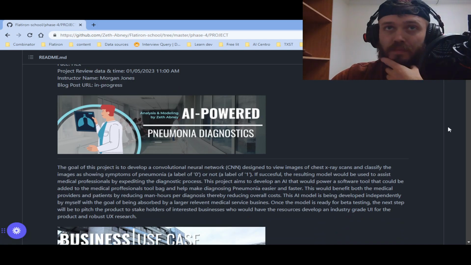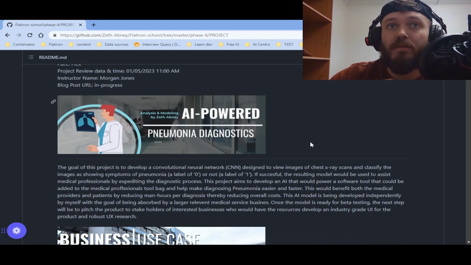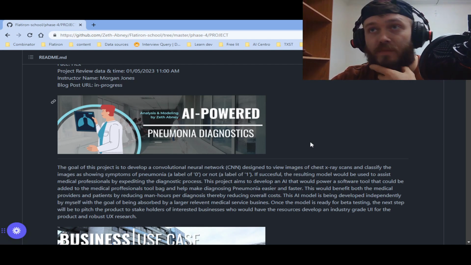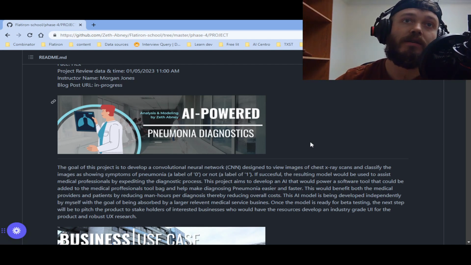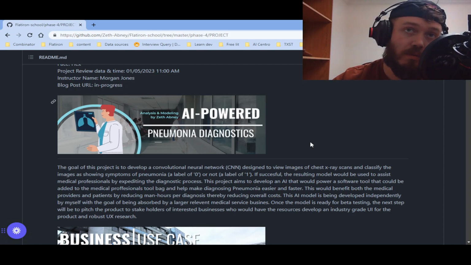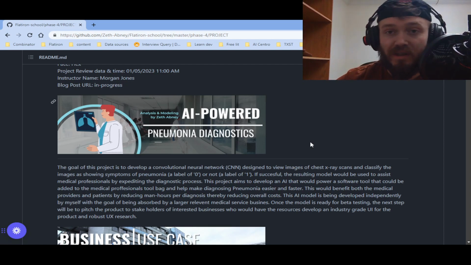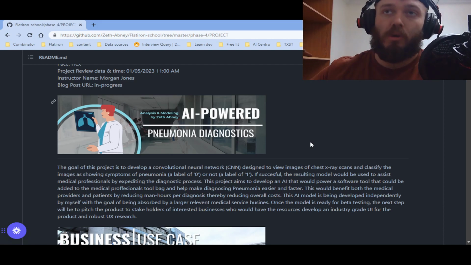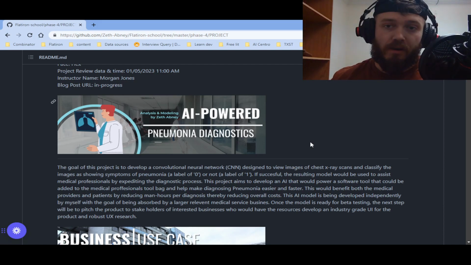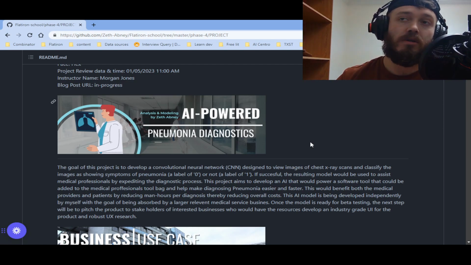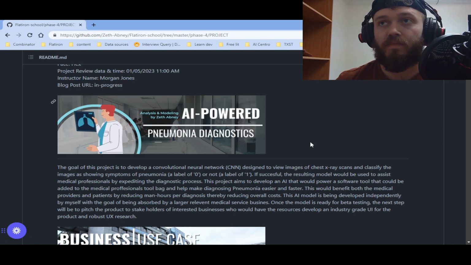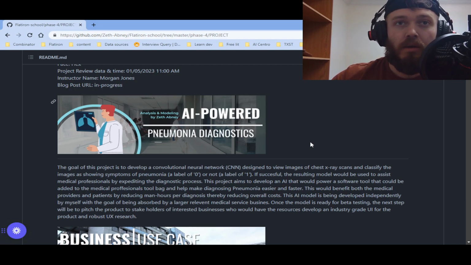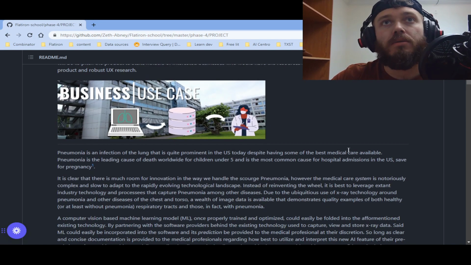So anyway, the goal of this project is to develop a convolutional neural network designed to view images of chest x-ray scans and classify the images as showing symptoms of pneumonia, a label of 0, or not pneumonia, a label of 1. So it's binary classification, computer vision, convolutional neural network. Nothing super groundbreaking necessarily.